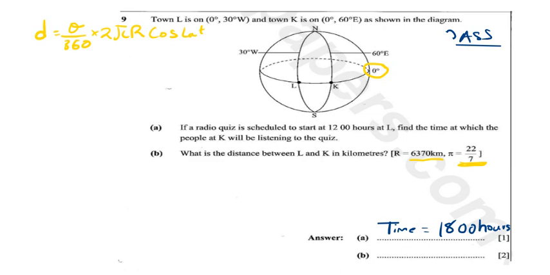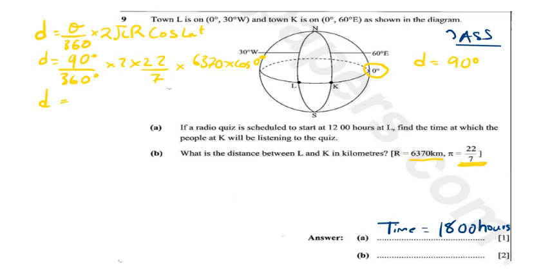So you say distance between A and K will be equal to, now theta is the difference. Now the difference we already found, which was equal to what? 90 degrees. So you say 90 degrees over 360 degrees multiplied by 2 multiplied by our pi we have been given, which is 22 over 7, times 6370 kilometers, multiplied by cos 0 degrees.